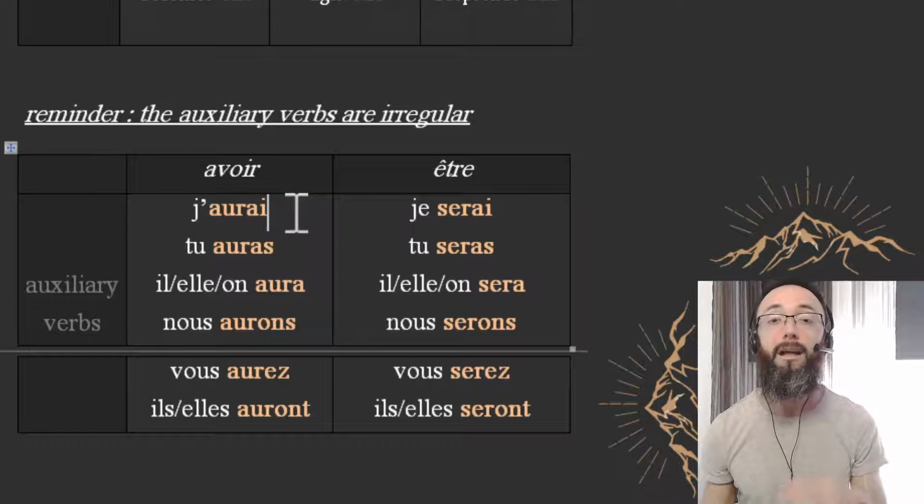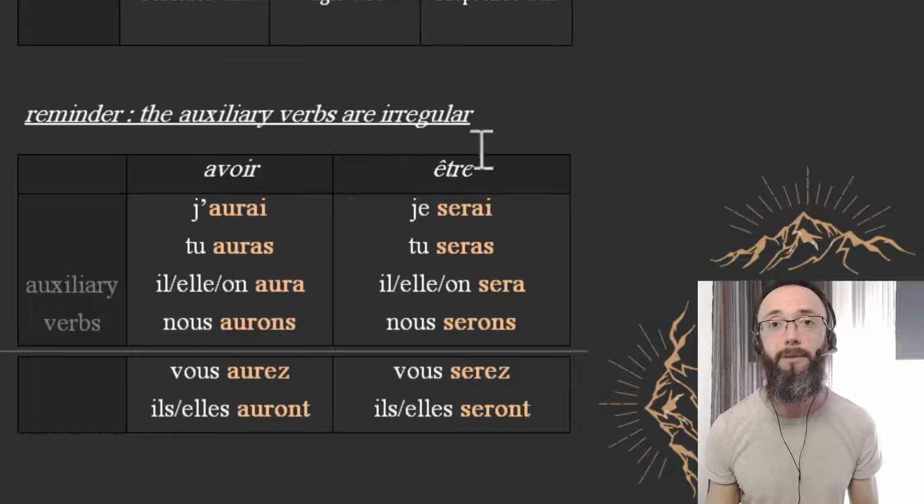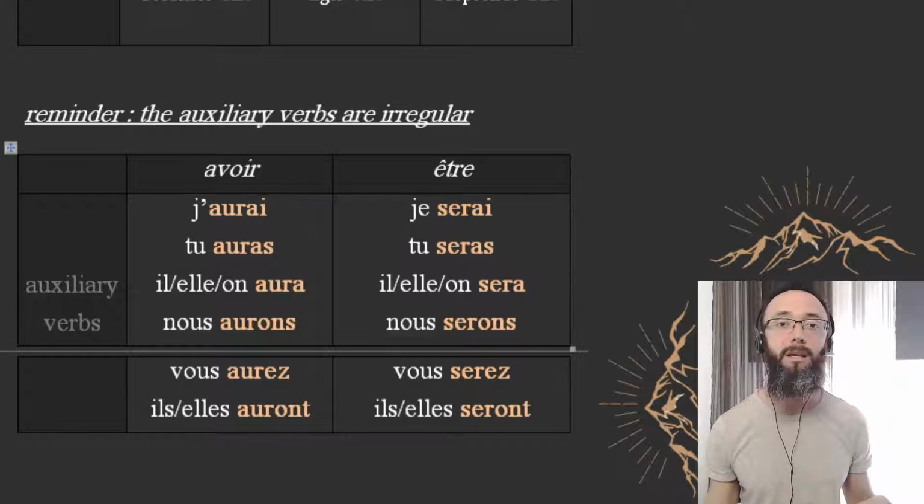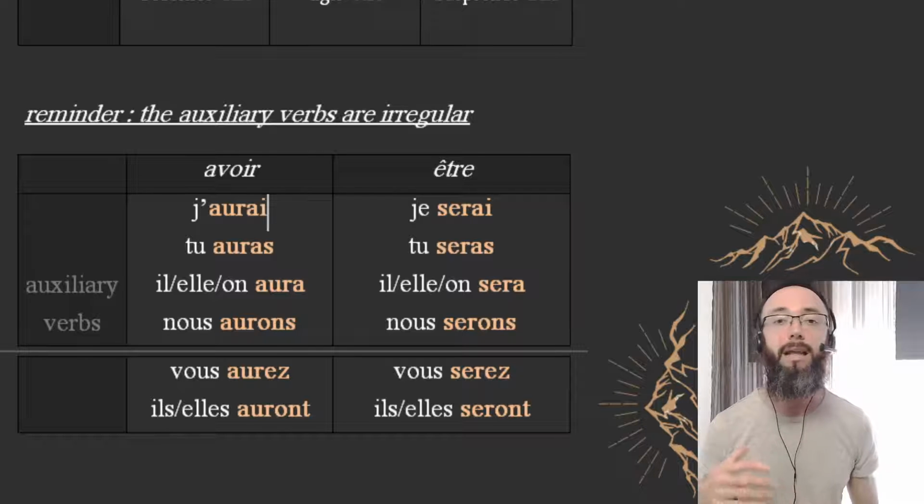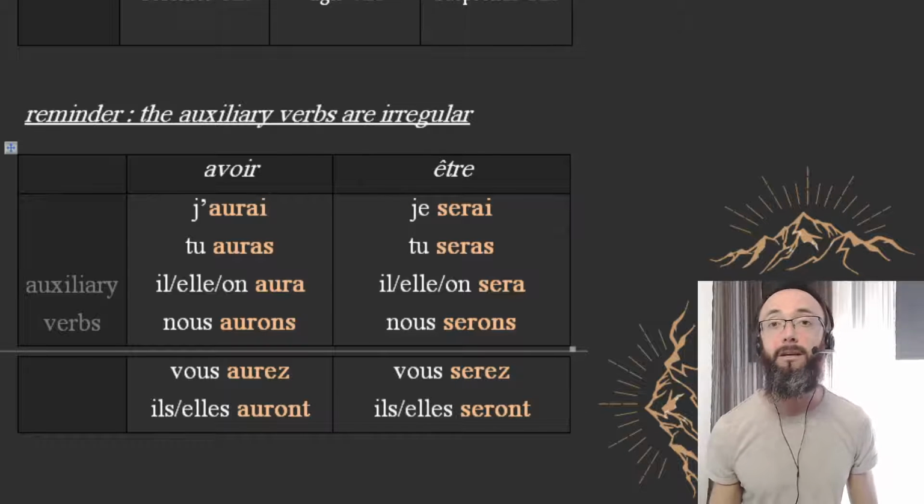And here you can see the simple future form of these two auxiliary verbs. Avoir, to have, will be j'aurai, tu auras, il, elle, on aura. Nous aurons, vous aurez, ils, elles auront. And you're going to need those when you're going to form the futur antérieur, which is another cool tense. I love the futur antérieur. You have no idea how much I love this tense.